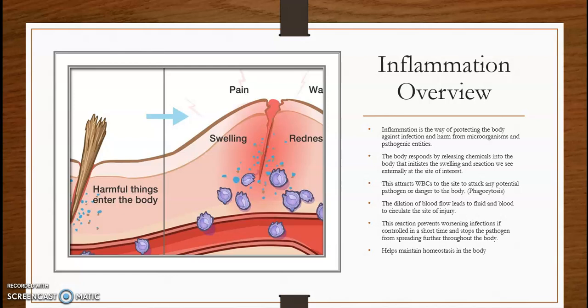phagocytosis. The dilation of blood flow leads to fluid and blood circulating the site of injury. This reaction prevents worsening infections if controlled in a short time and stops the pathogen from spreading further throughout the body. It also helps maintain homeostasis in the body.